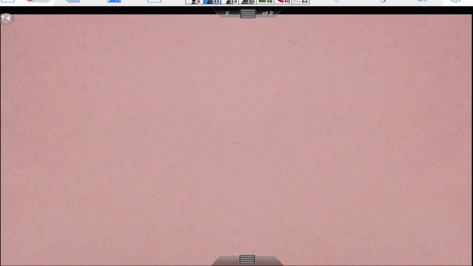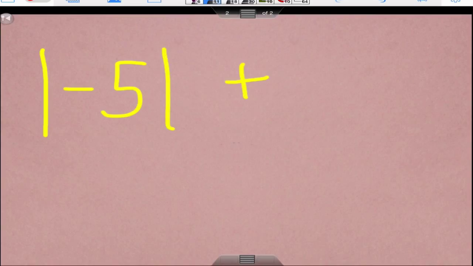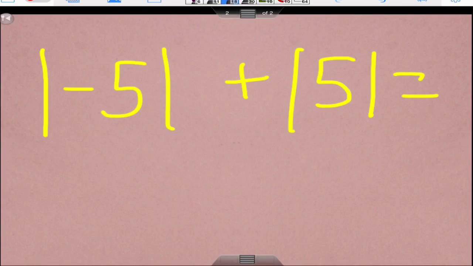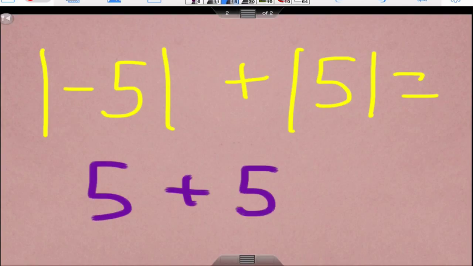Okay, now let's say you had addition or subtraction problems with absolute value. So if I had absolute value of negative 5 plus the absolute value of 5, and I want to know what that equals, it's just absolute value of negative 5 is 5 plus 5, because that's what the absolute value of 5 is, and it's 10.